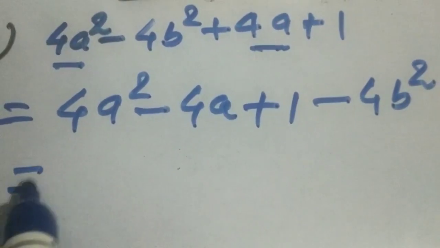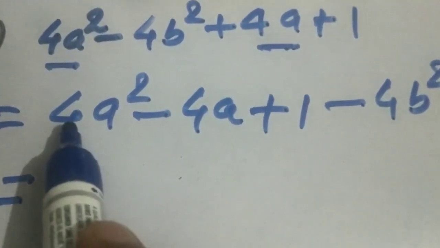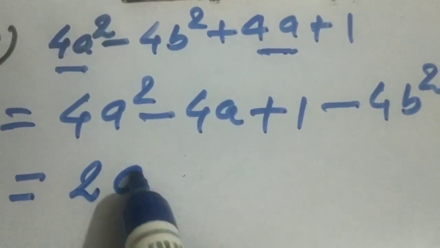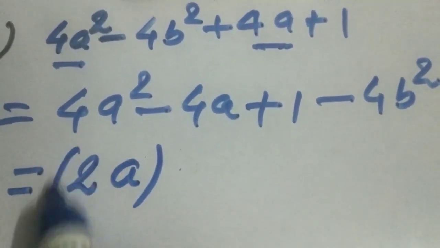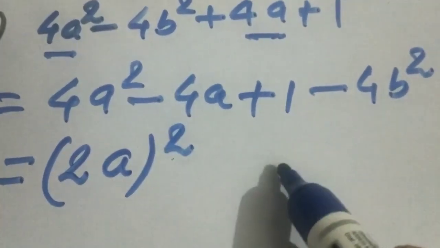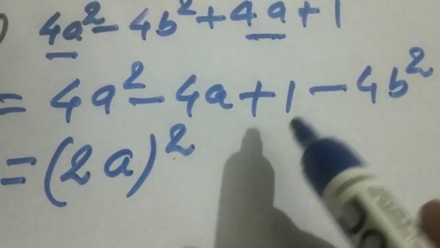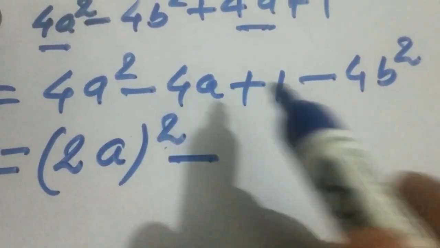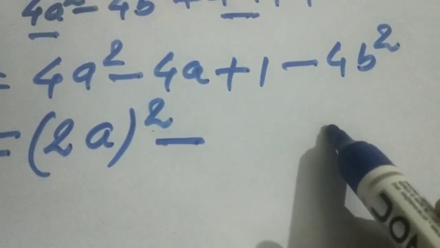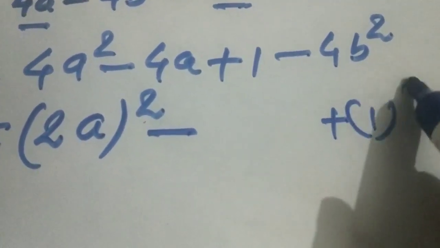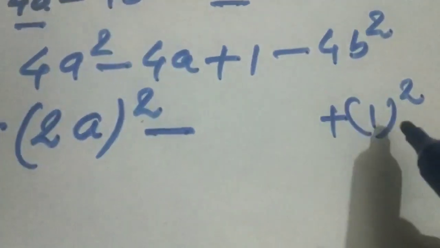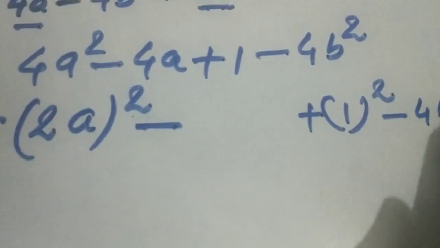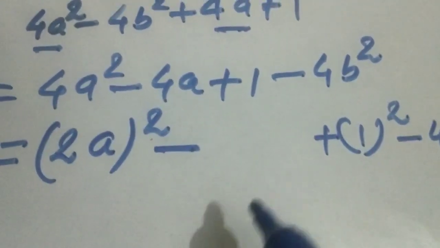Now you can see this is the square of 2a. 4 is the square of 2 and a square is the square of a. So it can be written as 2a the whole square. And see here carefully, we are leaving this minus 4a, and this is the square of 1. 1 square is 1 itself, and minus 4b square is there, so write minus 4b square.